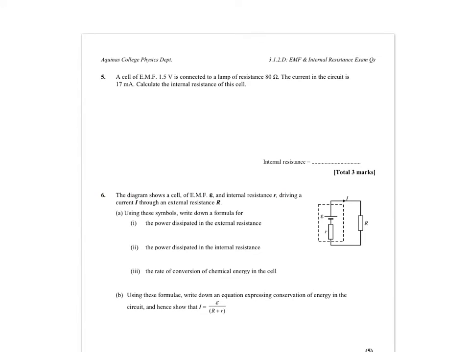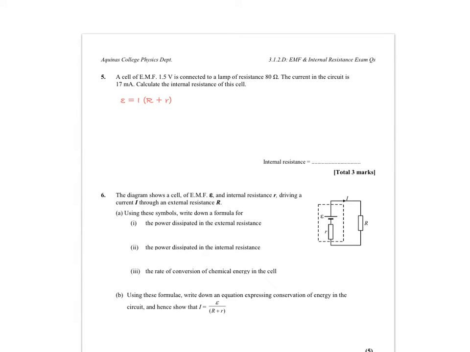Question 5, we've got some numbers that we need to deal with in order to work out the internal resistance of a cell. So we've got an EMF, we've got a value for the load resistance of 80 ohms, a current of 70 milliamps, and we need to find the internal resistance. We know epsilon, E, I, big R, and we need to find little r. The equation that we're going to use here is E equals I, R plus little r.